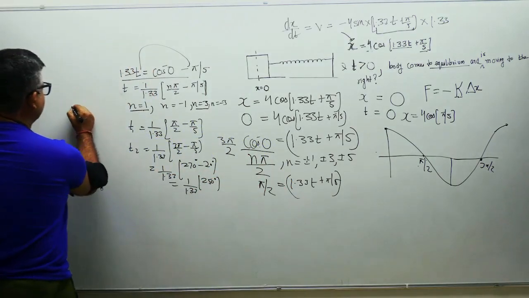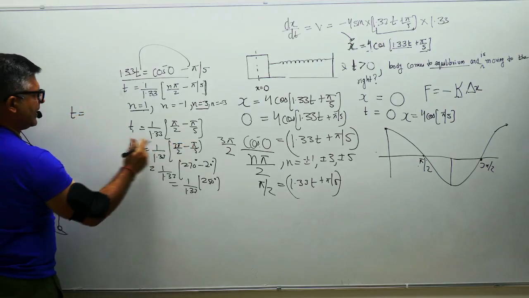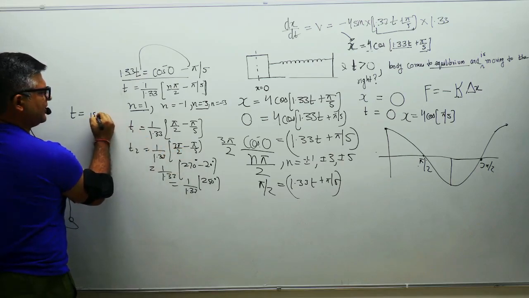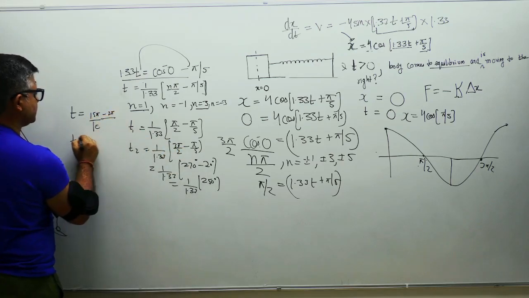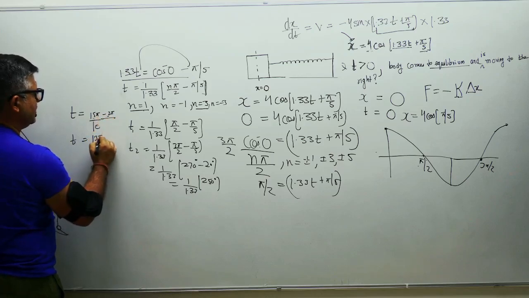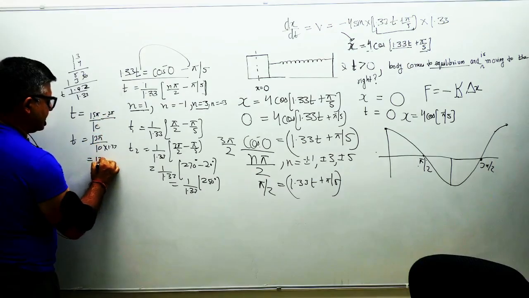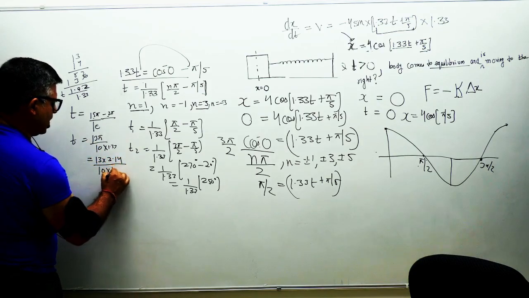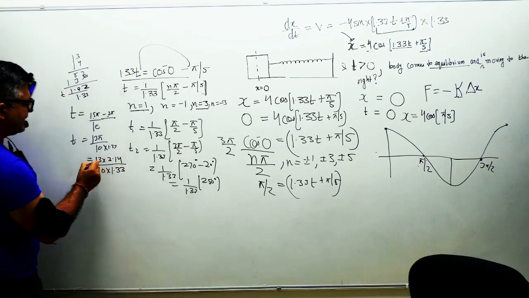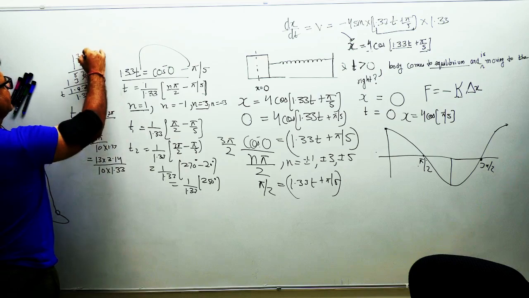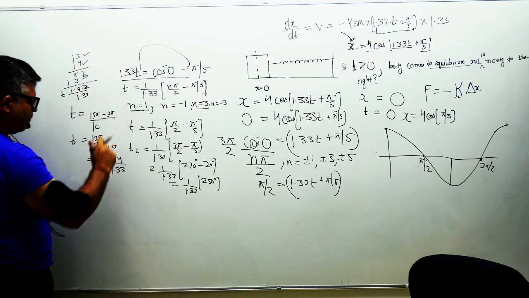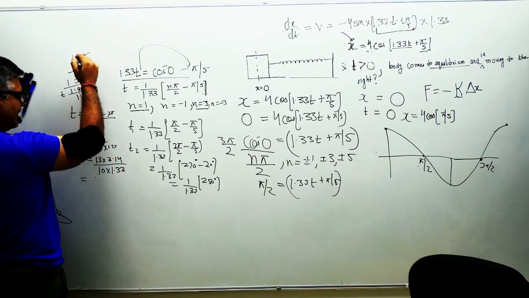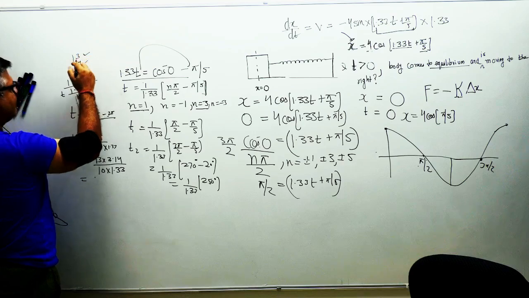So t will be given by, if you subtract these, you will get LCM as 10. This will become 15 pi minus 2 pi, and t is equal to 13 pi upon 10 multiplied by 1.33, which is 13 into 3.14 divided by 10 multiplied by 1.33. Let's multiply 13 by 3.14.